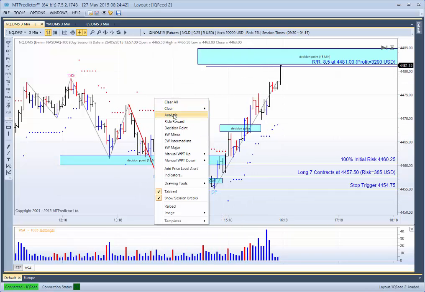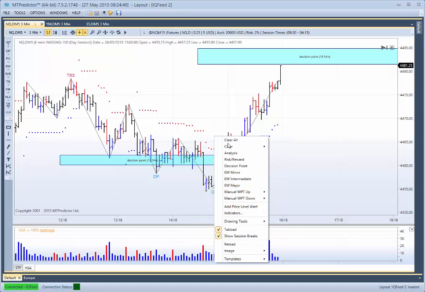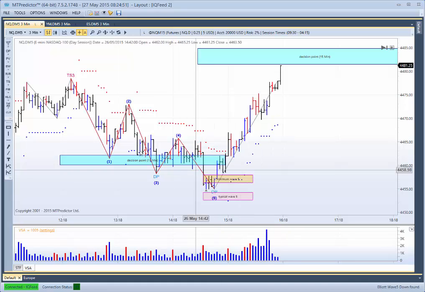Let's clear some of this off, clear the analysis off. I also want to look at the Elliott wave pattern going down to this low. If you right mouse click to Elliott wave intermediate, we can see this was also a 1, 2, 3, 4, 5 Elliott wave 5-wave pattern. So that was a good place for the low of the day to come in as well.